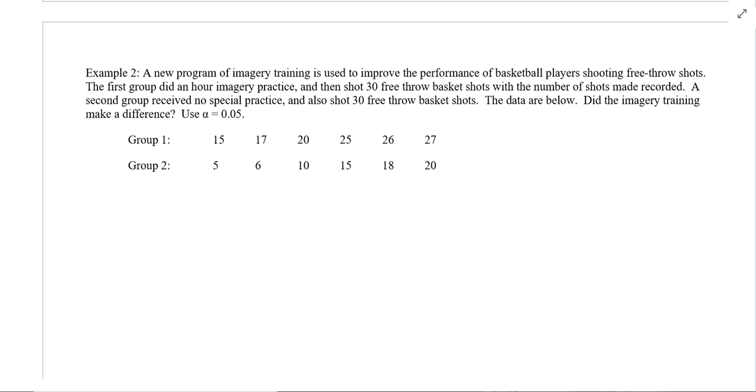A new program of imagery training is used to improve the performance of basketball players shooting free throw shots. The first group did an hour imagery practice and then shot 30 free throw basket shots with the number of shots made recorded. A second group received no special practice and also had shot 30 free throw basket shots. The data are below. Did the imagery training make a difference? Use alpha 0.05.